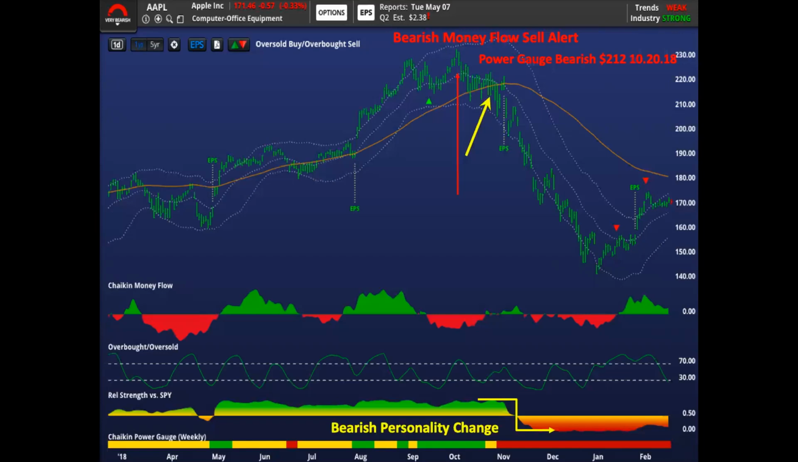These are our overbought sell signals that come on new 8-day highs in stocks with bearish power gauge ratings. They're usually good short-term entry points, good for 5 to 10 trading sessions. Apple right now is going nowhere. And the reason we're not looking for buying opportunities in Apple is that the power gauge rating is bearish and it's underperforming the market.